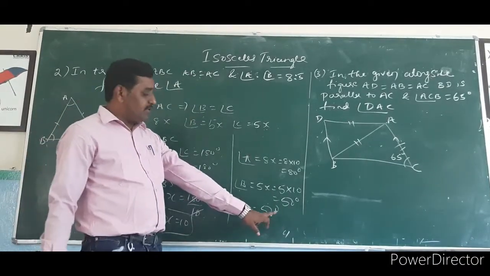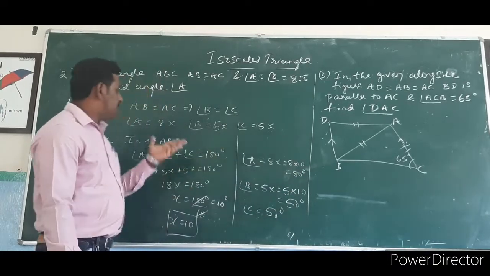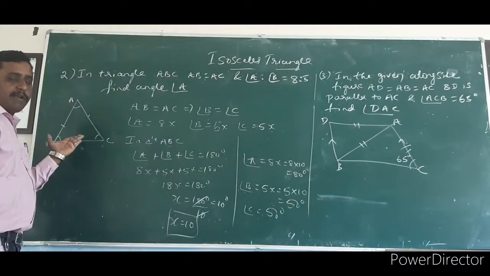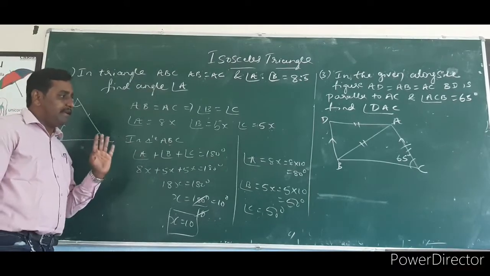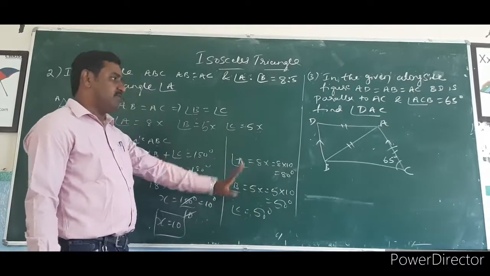You can verify also: 50 plus 50 is 100, 100 plus 80 is 180. That is, the sum of the interior angles of the triangle is equal to 180 degrees. They are asking only angle A, but I am showing angle B and angle C also.